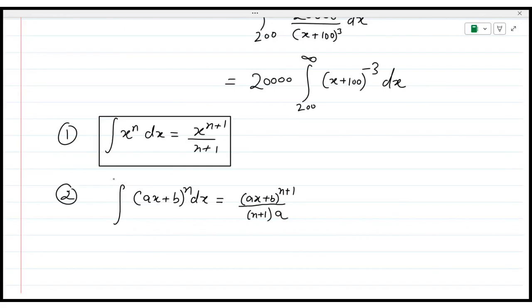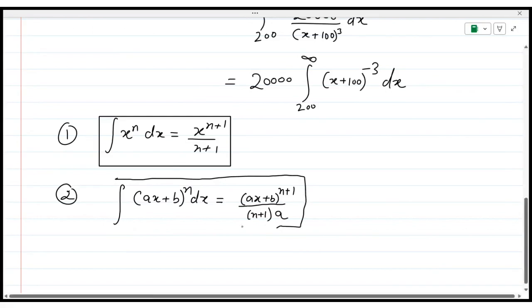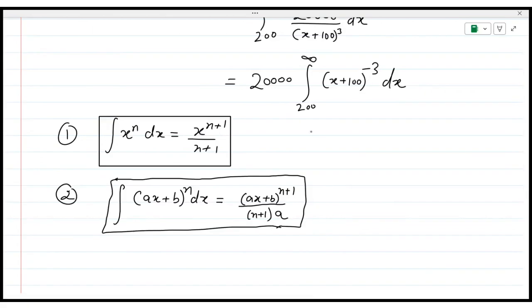Okay, and both of these formulas are valid for all powers n except n is equal to minus 1. For n is equal to minus 1, these formulas are not valid. Okay, so which formula will we apply here? The second one. Okay, so 20,000 as it is.